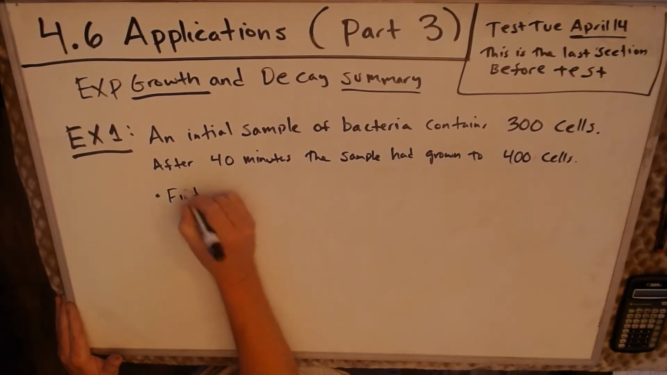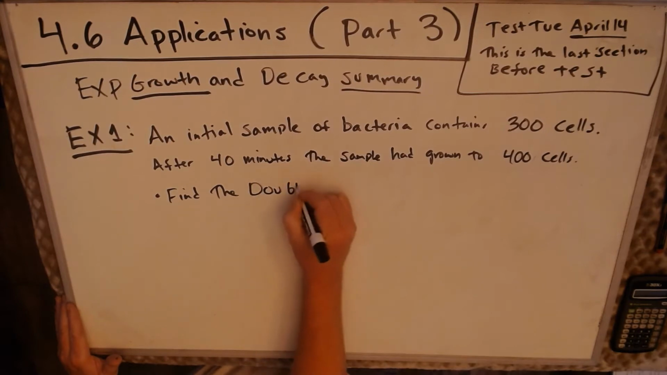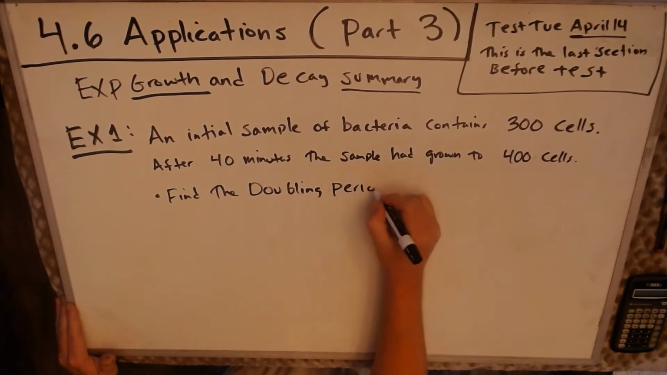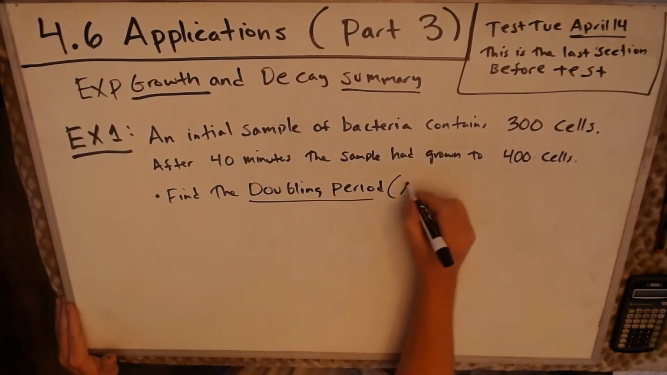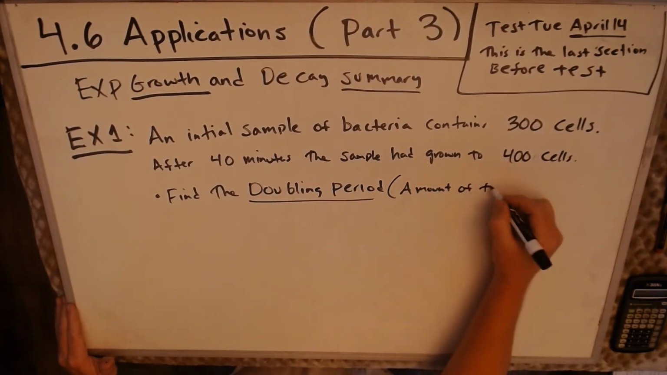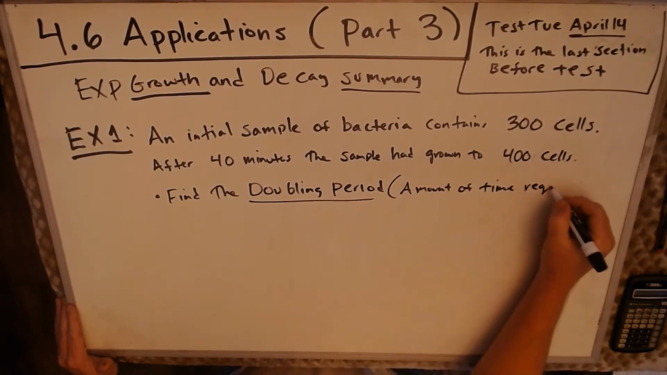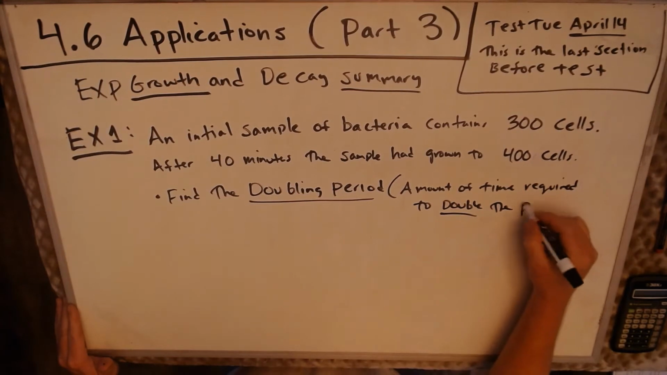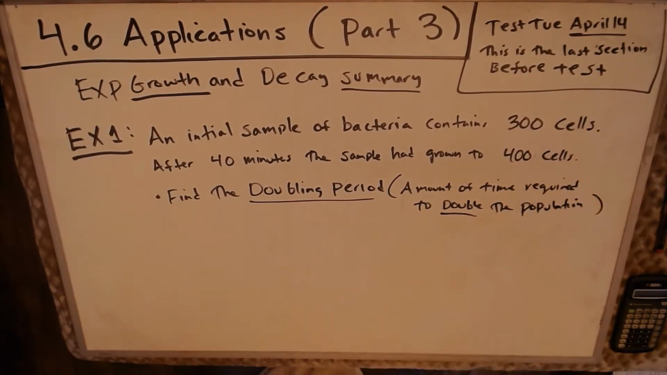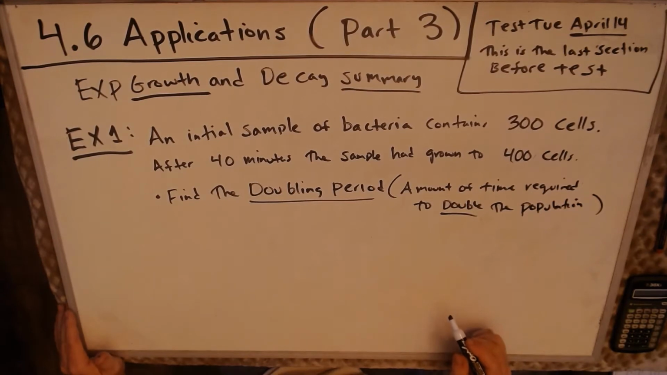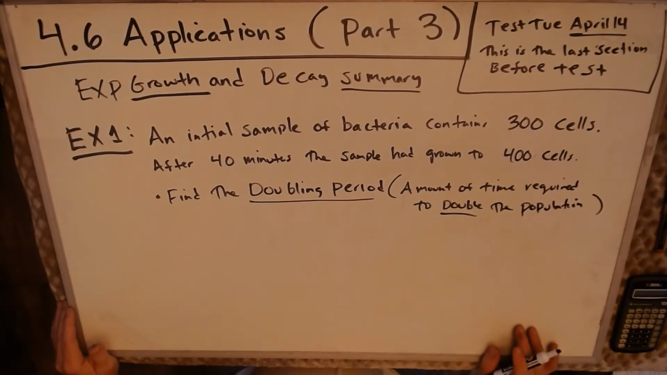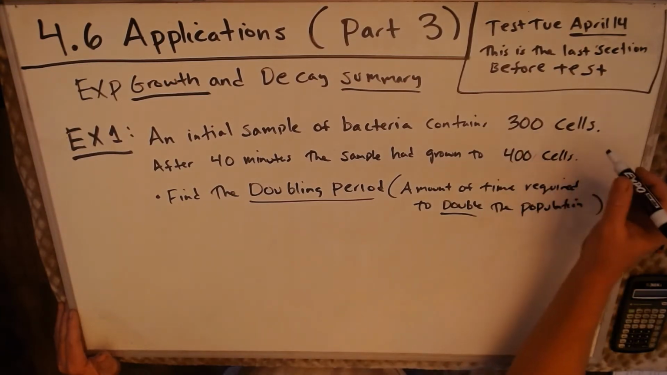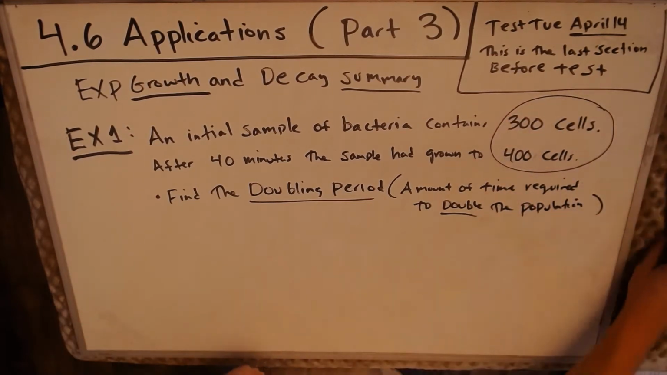Find the doubling time. Doubling period. That's the amount of time required to double the population. Whatever it happens to be. Okay. So, 300 cells to 400 cells.